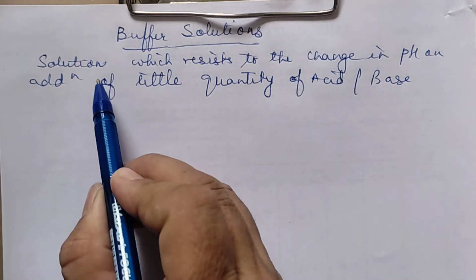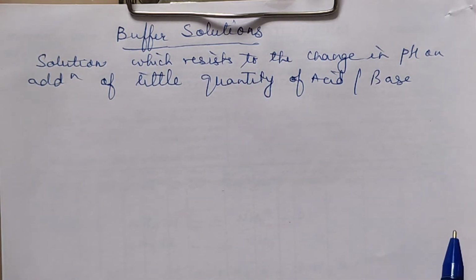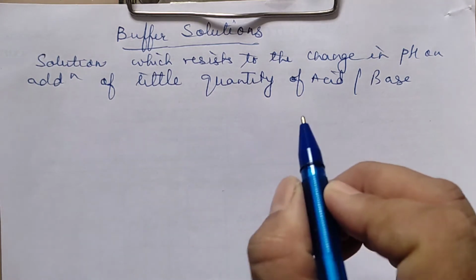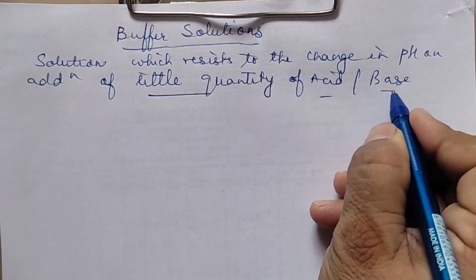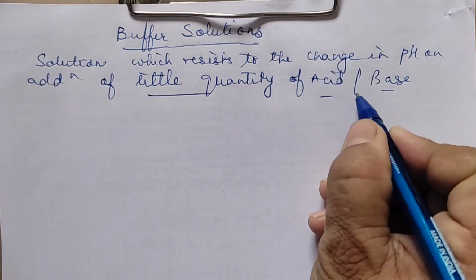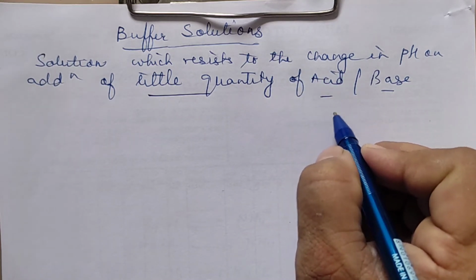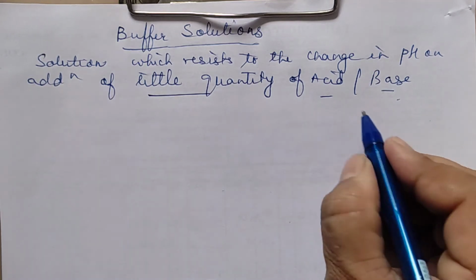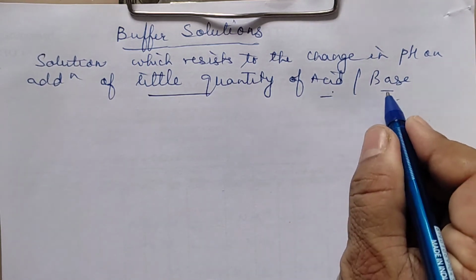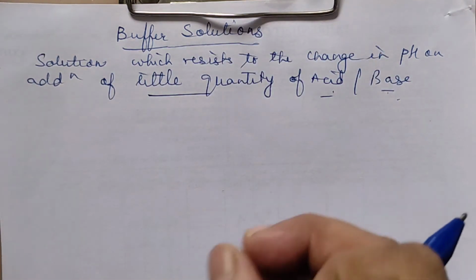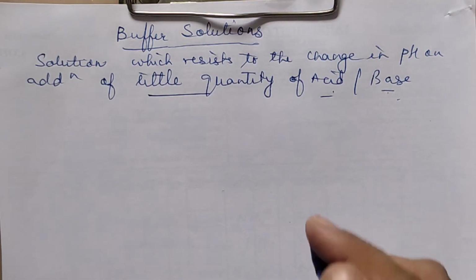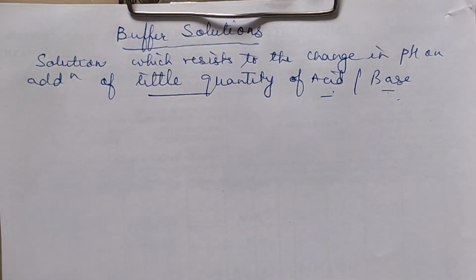A solution that resists the change in the pH on addition of a little quantity. Everything has an importance here: a little quantity of acid or base. Normally acid lowers the pH and base increases the pH, because acid is less than 7 and base is more than 7. But buffer solutions are those which do not allow the pH to change even on addition of a little quantity of acid or base.